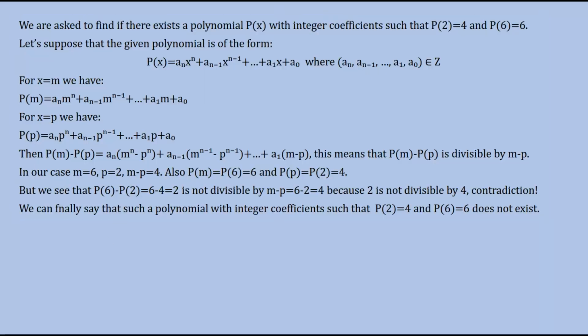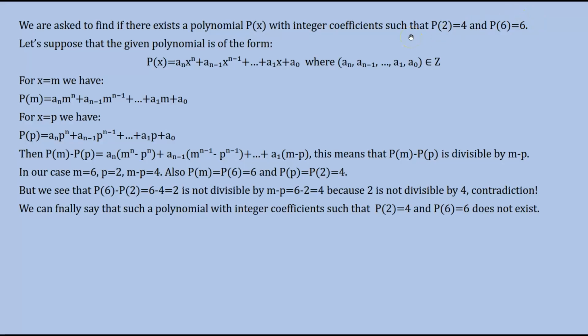Again, we rephrase the request of the problem because we are asked to find if there exists a polynomial p of x with integer coefficients such that p of 2, so the value of the polynomial for x equal to 2, is equal to 4, and the value of the polynomial for x equal to 6 is equal to 6.